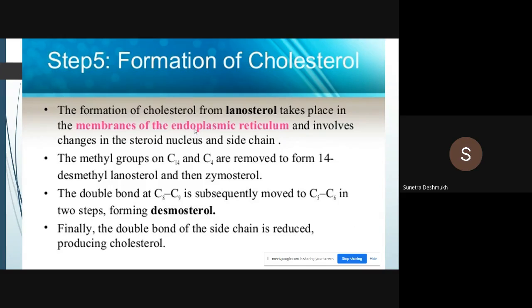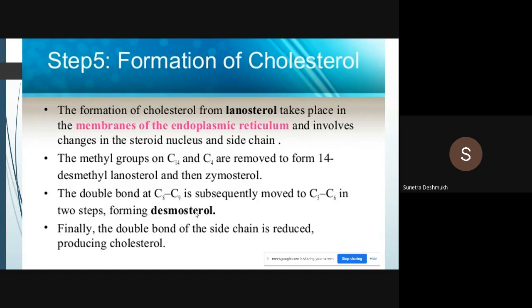The formation of cholesterol from lanosterol takes place in the membranes of the endoplasmic reticulum and involves changes in the steroid nucleus and side chain. The methyl groups on C14 and C4 are removed to form 14-desmethyl lanosterol and then zymosterol, that we have seen on the previous slide. The double bond at C8-C9 is subsequently moved to C5-C6 in two different steps, forming desmosterol.